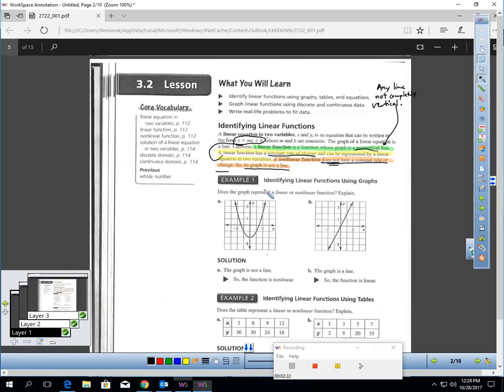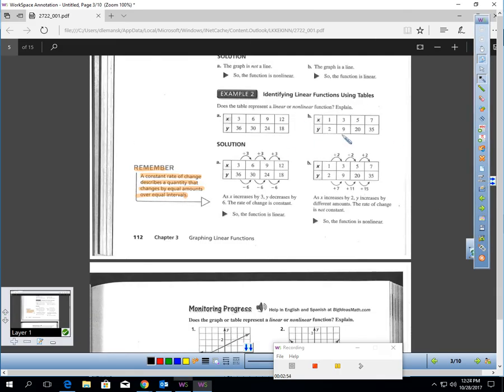Let's take a look at these samples. Like in part A, does the graph represent a linear or nonlinear function? Well, this is certainly nonlinear. It's not a line. And part B, this is certainly linear. It is a line. Pretty easy. It should be really easy for you to look at a graph and determine if it's linear or nonlinear. Actually, looking at tables should be easy too.